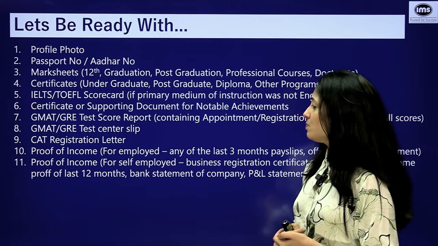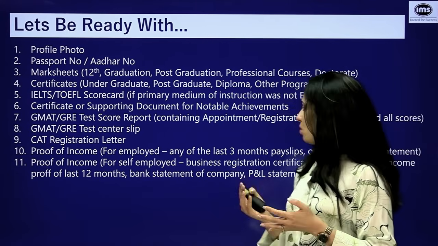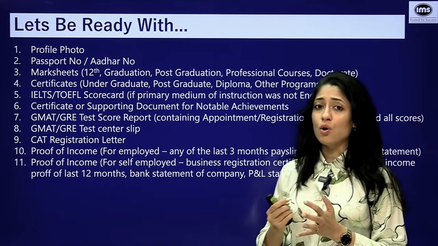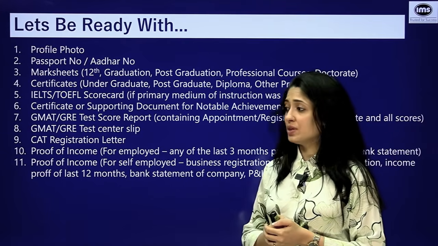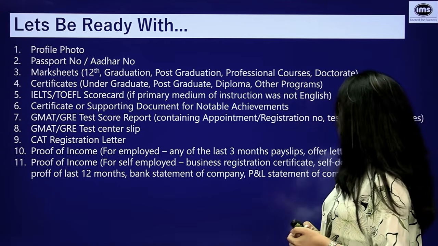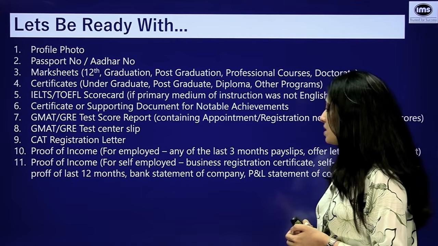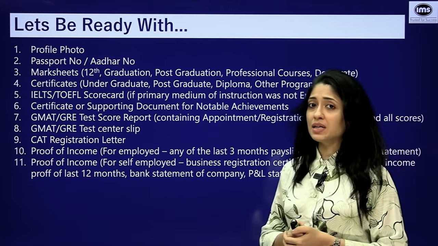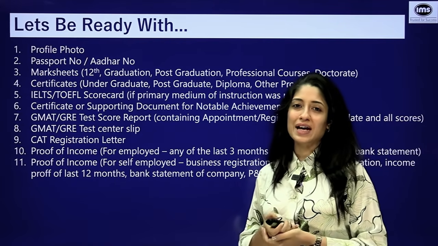Proof of income. For employed, any of the last 3 months pay slips, or you can submit an offer letter or bank statement. For self-employed people, the proof of income can come through business registration certificate, self-declaration, income proof of the last 12 months, bank statement of the company, or P&L statement. So all these can work as your income proof.